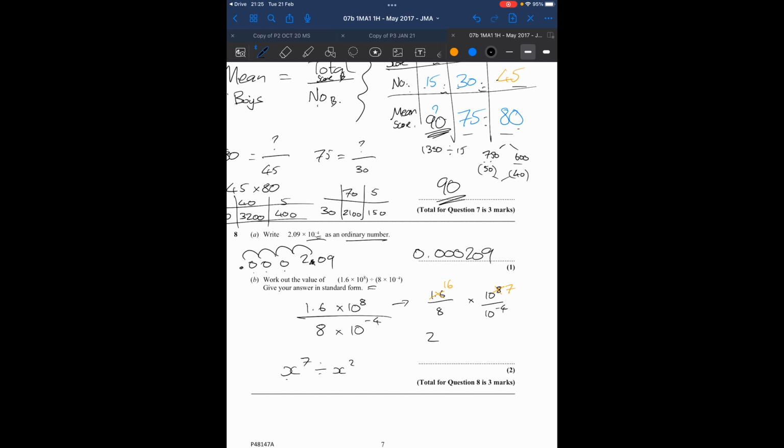Well, what you do when the base is the same and you divide is you take away the powers. So for example, that would be like that. So what's 7 take away minus 4? 7 take away minus 4 is actually the same as adding 4 to 7, isn't it? So it's 11. So final answer is going to be like that. 2 times 10 to the 11, and that's actually already in standard form. So you had to check that you needed to do that.